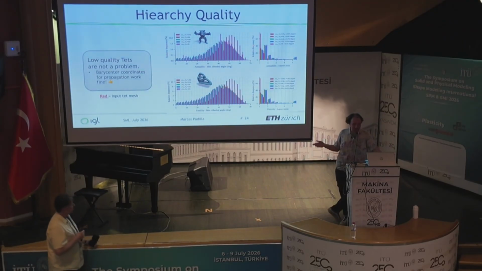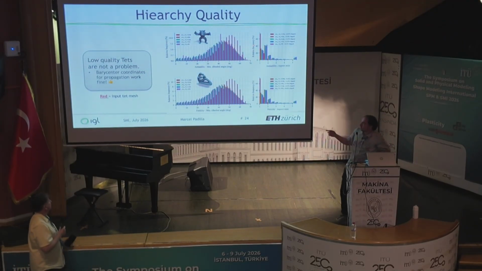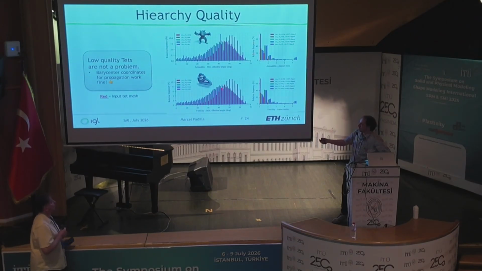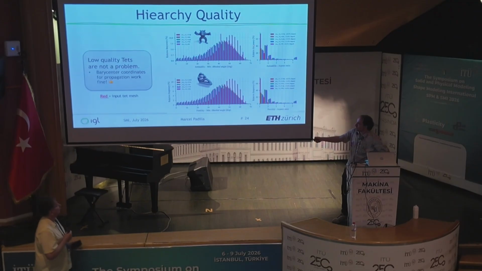So here you can see two examples, the armadillo and the fertility mesh that I used in the presentation. The red curve is the input. It was generated using TetGen because fTetWild just couldn't finish at that resolution. So I stuck to TetGen, and you can see the minimum dihedral angle, this is a good quality mesh.